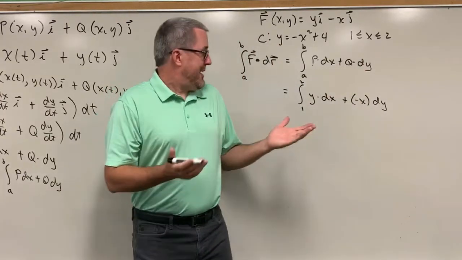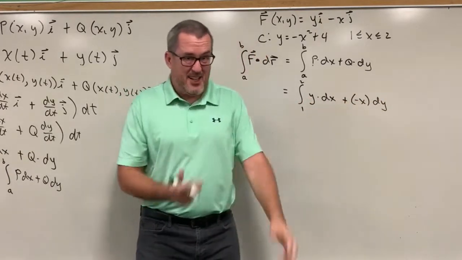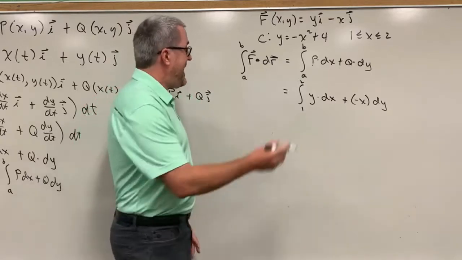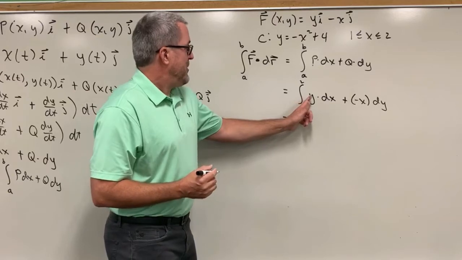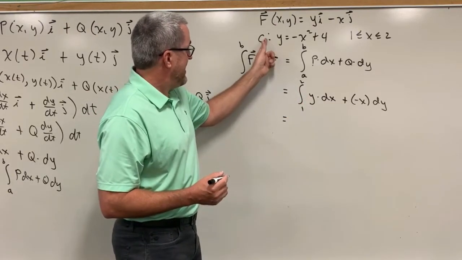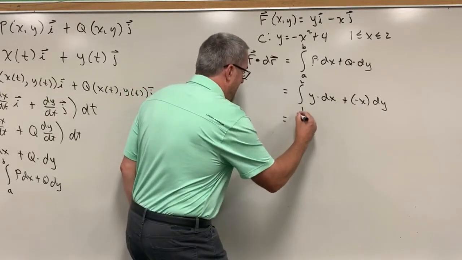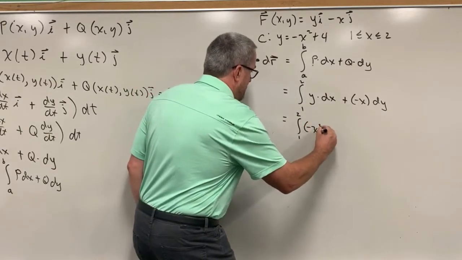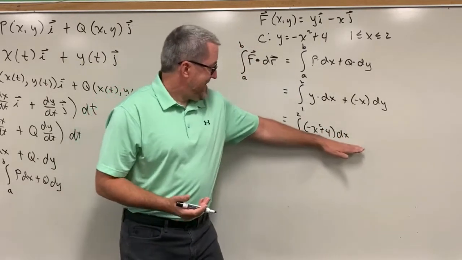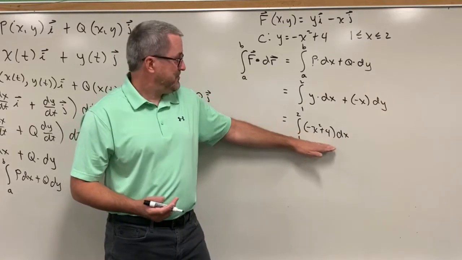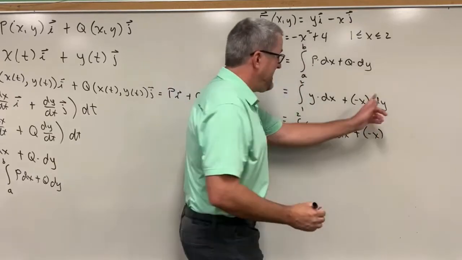Now, at this moment, it might feel a little bit awkward. You have y dx, you have negative x dy, we've got x's and y's kind of mixed up here, but that's okay. We have some definitions that we can take advantage of. Definition number 1, y is defined by our curve to be negative x squared plus 4. So instead of y, we're going to say negative x squared plus 4 dx. Now that should make you feel a little bit better that we have now an integral all in terms of x. Plus this negative x, fine, but then dy.